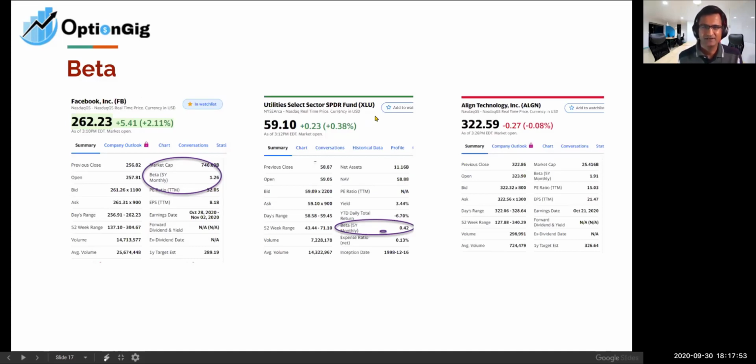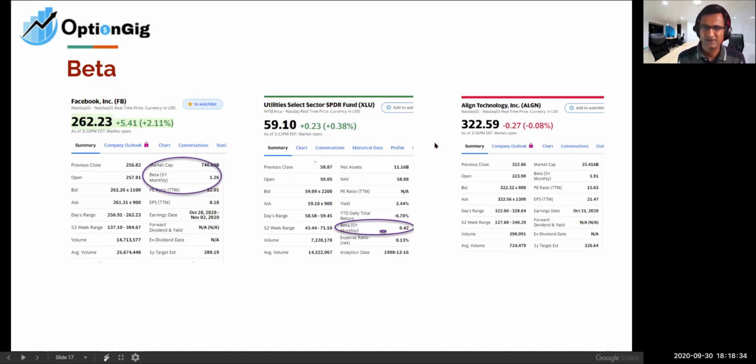Compare and contrast it with utilities, XLU, which is an ETF. Utilities are old, still a favorite of old grandpas and retired people, because it doesn't move much. It won't give you heart palpitations because it stays steady. Utilities is a business where you need to use your utilities. You can sacrifice everything, but we need to have our water and heat. So not much movement in the utility sector. The beta is 0.42.